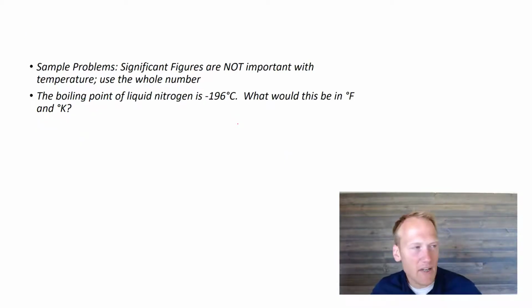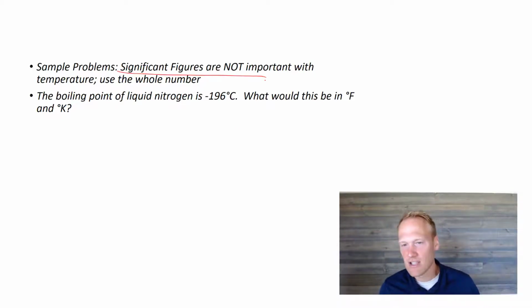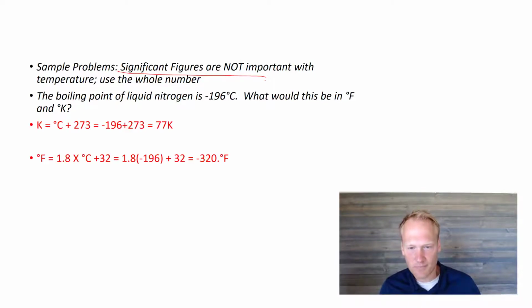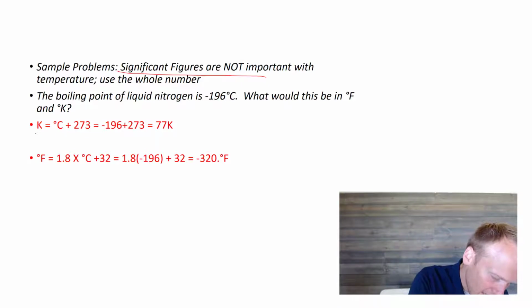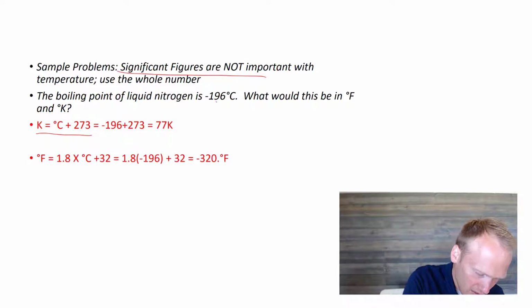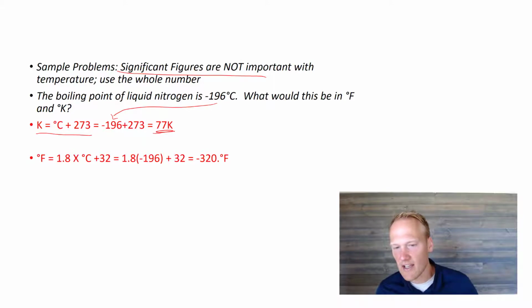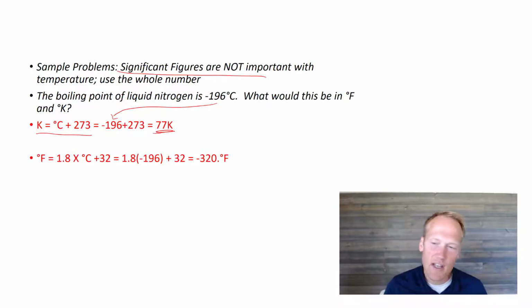The boiling point of liquid nitrogen is -196. What would be the Fahrenheit and the Kelvin? Notice it says significant figures here are not important because they're typically going to be used with a whole number. And whatever the whole number is, that's what you will keep. So if you look here, we've got Kelvin equals Celsius plus 273. So we would just put our Celsius right here, and we'd add 273, and we'd get 77 K. Notice we started with 3 sig figs, we ended with 2. It does not matter. Whole number is what you're going to record.